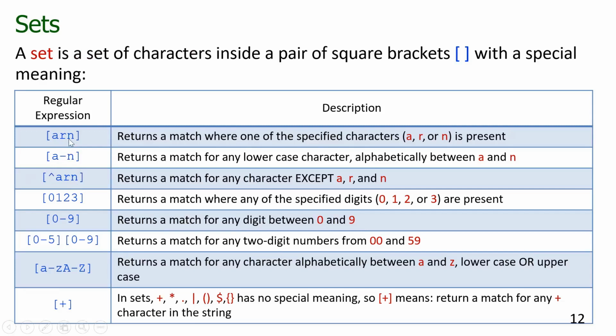[^arn] is the opposite of this. Except a, r, n, if other characters are present in the string, it returns a match. In the square brackets, if you use [0123], if 0 or 1 or 2 or 3 is present in your string, then it returns a match. [0-9] returns a match if there are digits between 0 and 9. [0-5][0-9] is like a two-dimensional pattern. It returns two-digit numbers from 00 to 59. [a-zA-Z] returns a match if there are small letters or capital letters in your string. [+] means it returns a match for any plus character in the string.